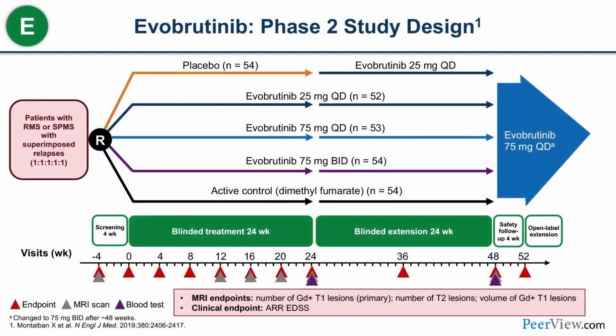So I think this is probably a review slide for many of you, but let's just go through it again because I think it is very important that this was the first BTK inhibitor in relapsing MS that showed efficacy and met its primary endpoint in a phase 2 clinical trial.